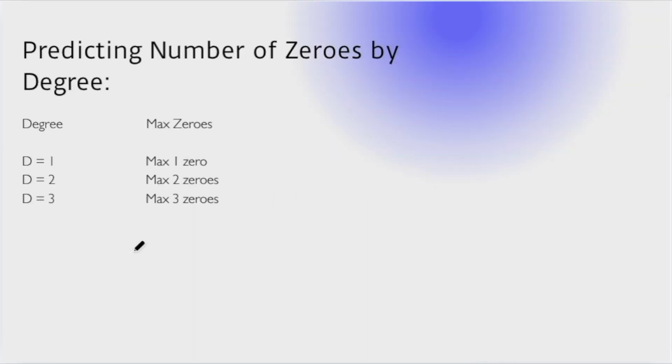So the next topic is predicting the number of zeros by the degree. One thing we can write here is that the degree is equal to the maximum number of zeros of the polynomial. So if the degree is equal to 1, there would be a maximum of 1 zero of the polynomial. And if there are a maximum of 2 zeros, that means the degree of the polynomial would be 2.